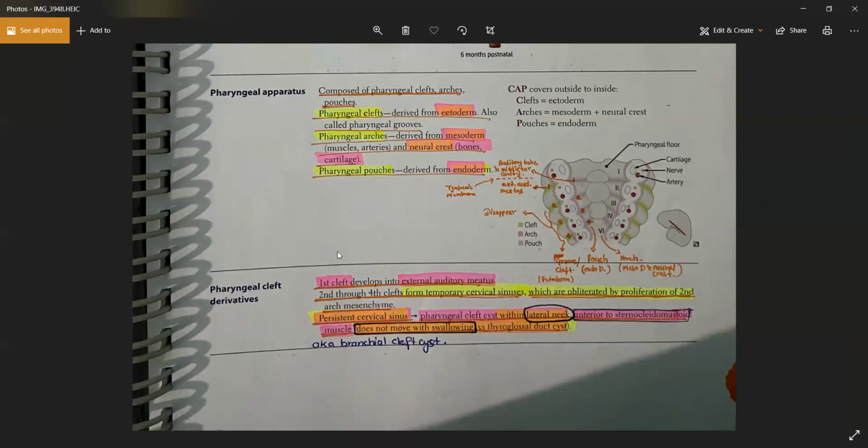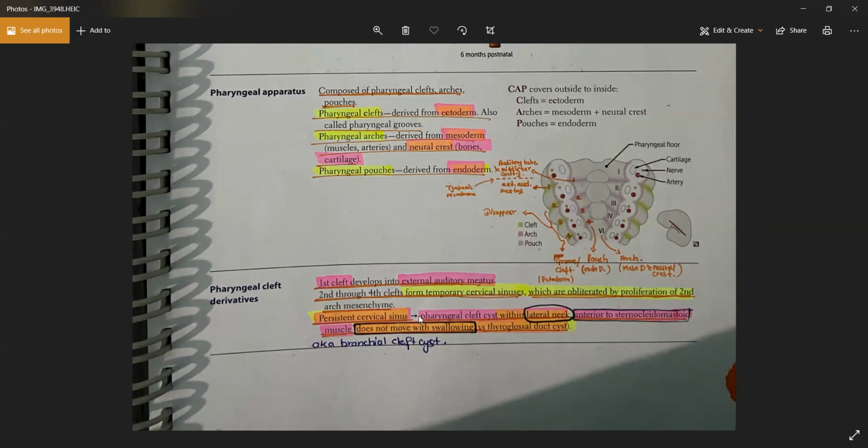And I told you, whatever structure you see from outside is formed by the ectoderm, right? So you can remember it by this fact that the first cleft forms the external auditory meatus. The rest of the clefts, from 2 to 4, will be obliterated in fetal life. Now if these clefts persist, they will form sinuses, and that can lead to a persistent cervical sinus. They will form the branchial cleft cyst, the disease you know.